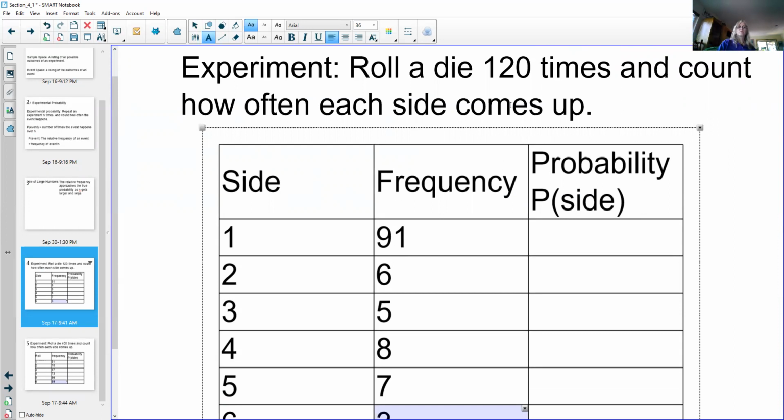So we have an experiment where I rolled a die 120 times and I counted how often each side comes up. In this case, my frequency would be the 91, how many times I saw the one come up, divided by the 120, which is how many times I did the experiment. So I divide the number of times I saw the one come up by how many times I repeated the experiment, and I get about 0.76.